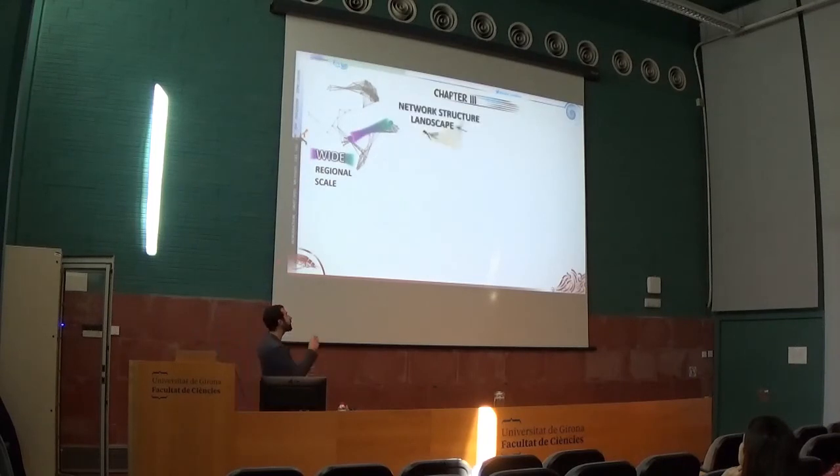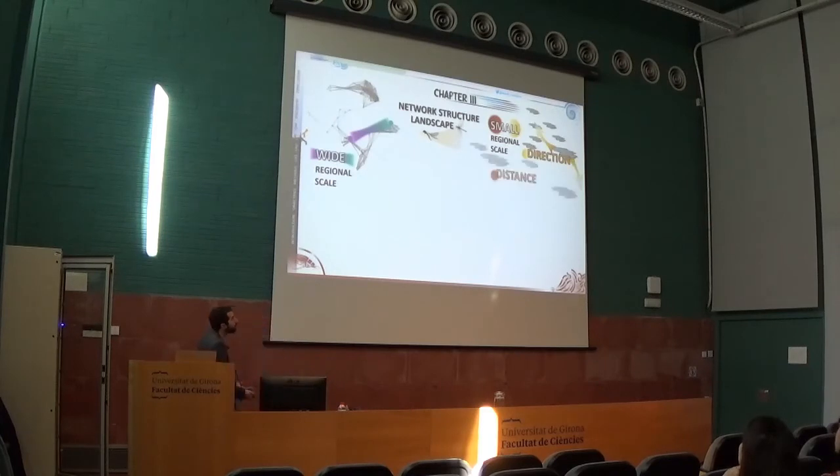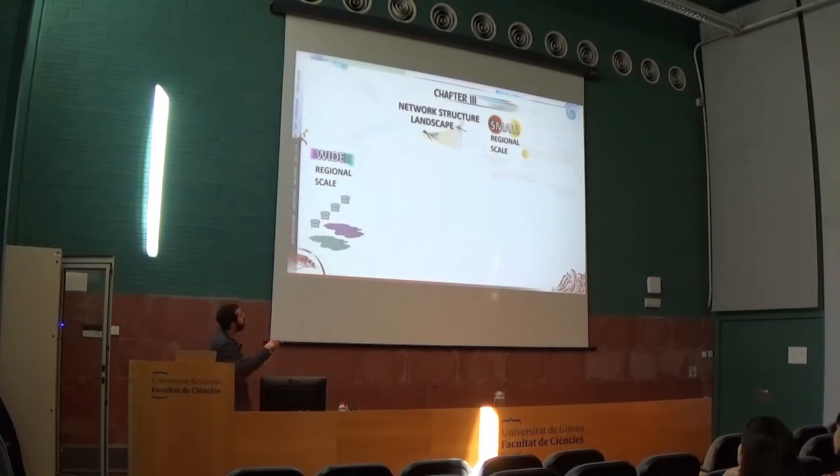But when talking about network structure and landscape relevance, we also have to account for other small regional scales. In this case, direction, because it's not the same to fly towards a dense area than to fly towards nowhere, and also distance, because it's not the same to fly between two closer ponds than to fly between two distant ponds. So, having these two main factors, we selected one central and one isolated pond and set up and located our mesocosms across different locations around these ponds.